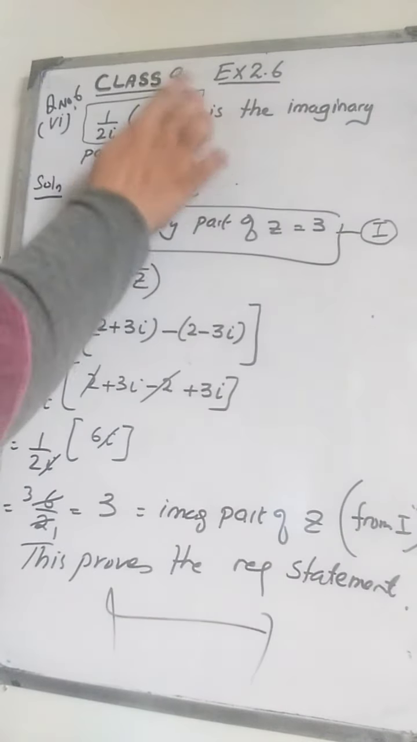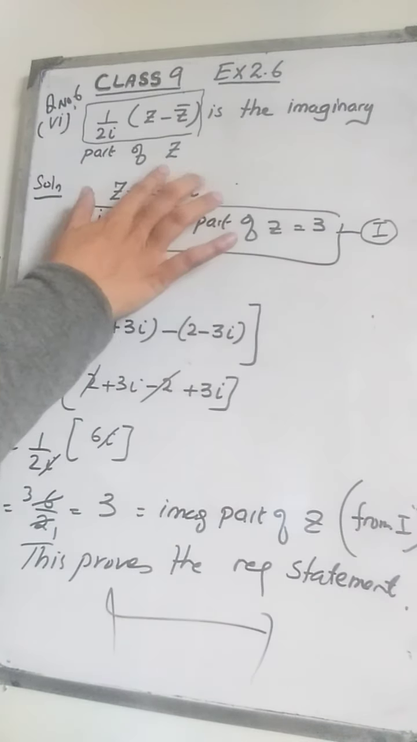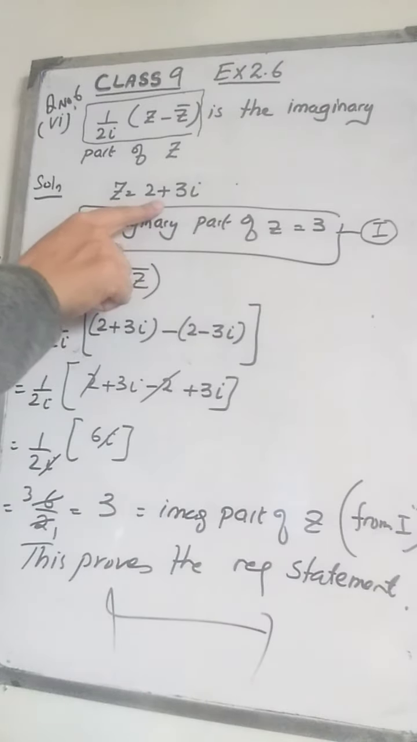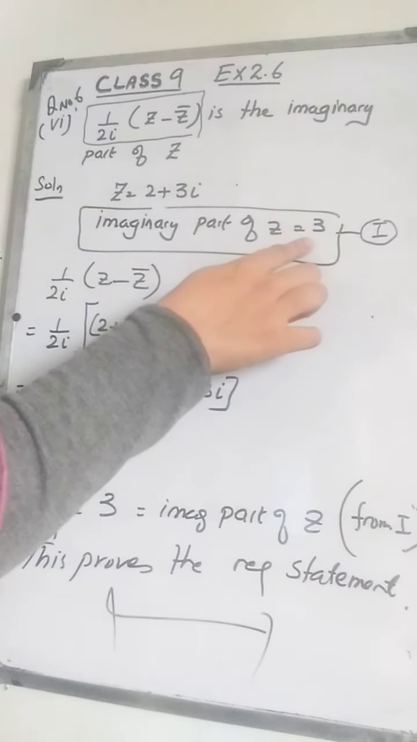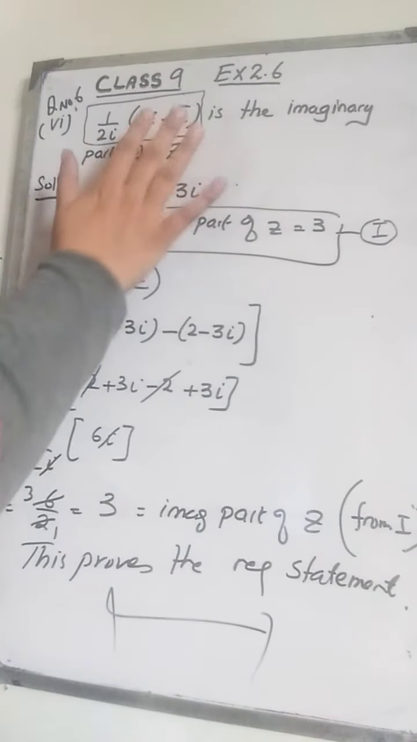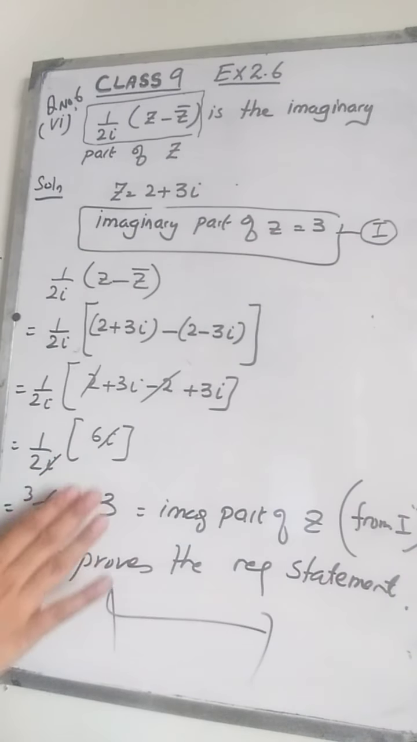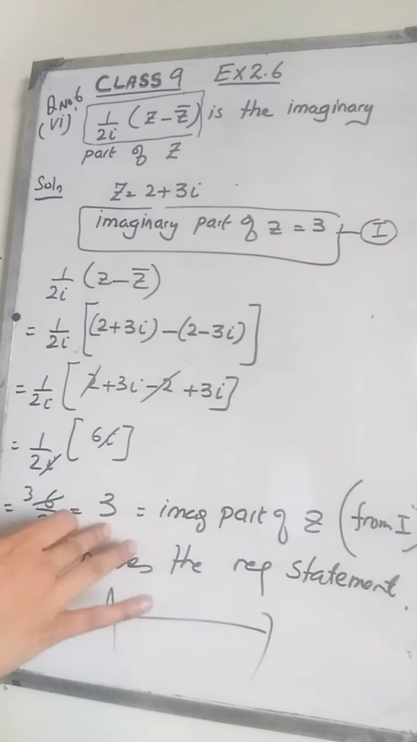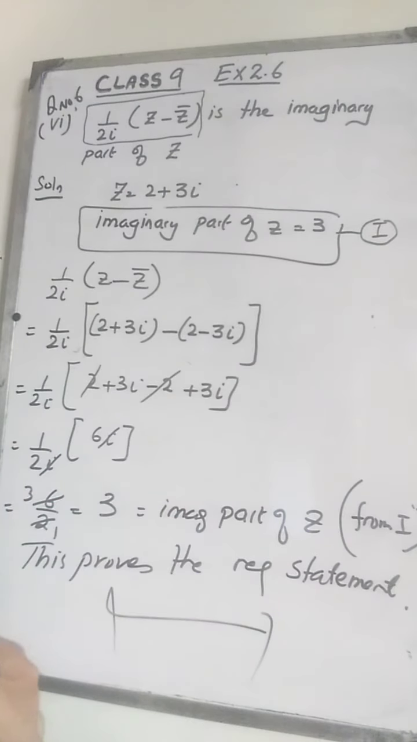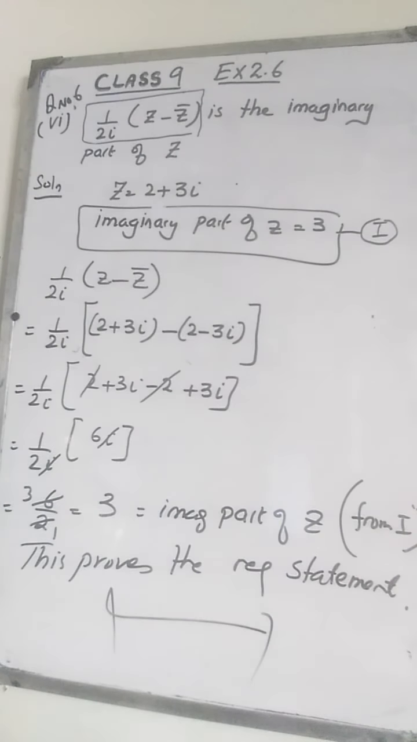We have to show that this expression is equal to the imaginary part of z. We know that z is given in the question, which is 2 plus 3 iota. Its imaginary part is 3. It means we just have to show that this expression is equal to 3. So we have simplified this expression and obtained its answer to be equal to 3, which shows that this expression is really equal to the imaginary part of z. Okay, let's move to the next question.